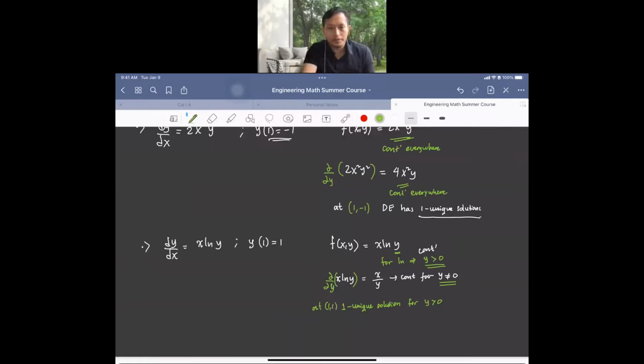So at 1, 1. Okay, don't forget to add the point. So this is just to make sure, or to see whether at the one point that we observe, we have the unique solutions. Okay, so that is how we go through. So we check the continuity, and second we check the partials, whether the partials are continuous or not.